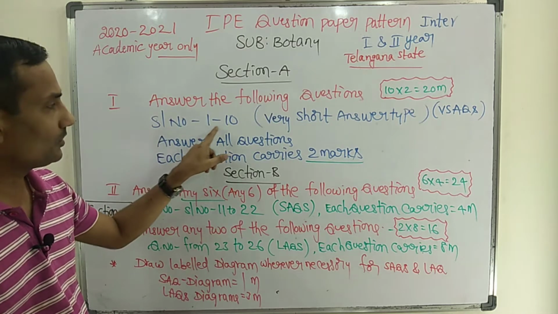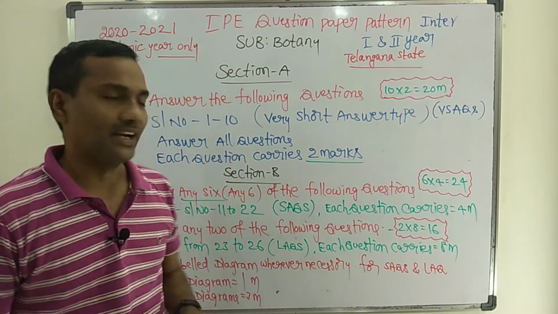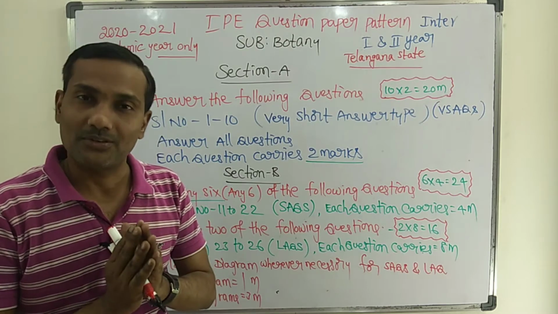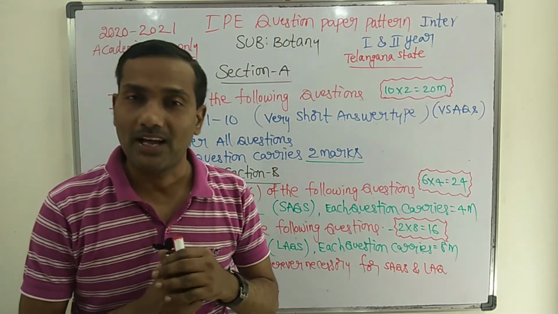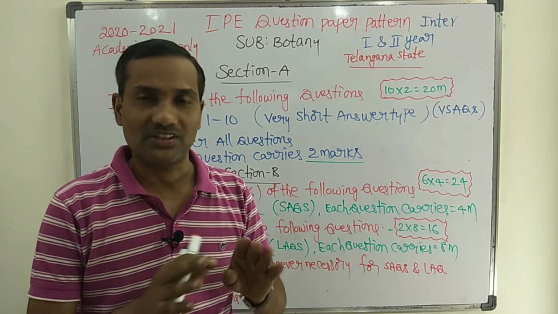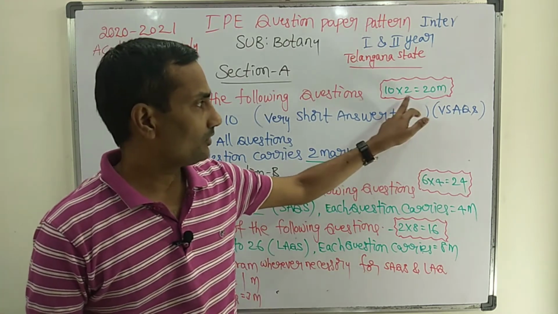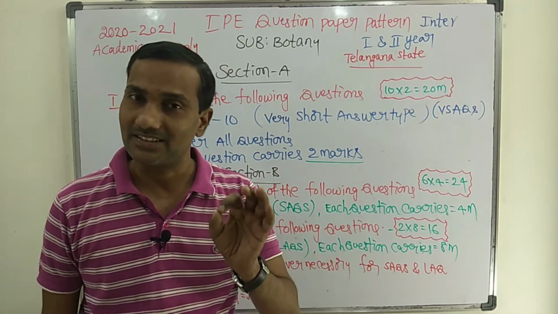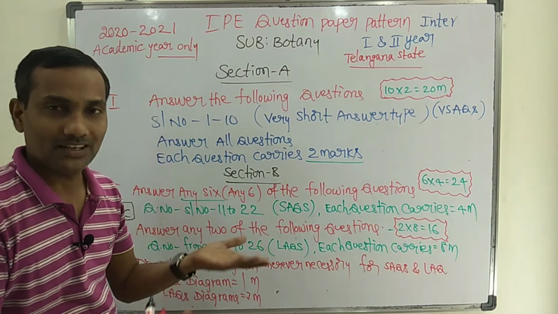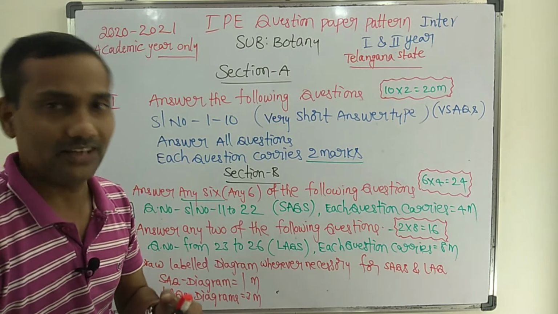Serial numbers 1 to 10 are very short answer type questions. Each question carries 2 marks. In section A, there are a total of 10 questions. You have to write all 10 questions. There is no choice for the first section. Each question carries 2 marks, 10 into 2, 20 marks.